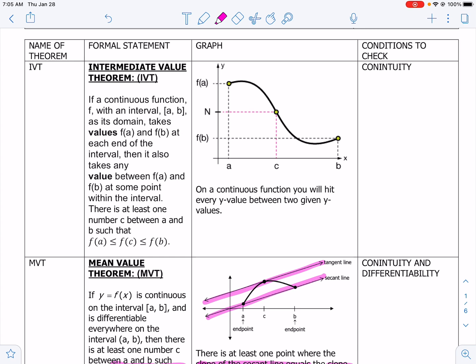This one, guys, is a little bit of a throwback, okay? Intermediate value theorem. If you recall, intermediate value theorem said, if f is a continuous function with an interval from A to B as its domain, and it takes on values of f of A and f of B at each end of the interval, then it also takes on any value between f of A and f of B at some point within that interval. It's saying that there's at least one number c between a and b such that f of c is greater than f of a but less than f of b, or somewhere in between those two at least, okay? So it could be reversed in terms of which one is bigger and which one is smaller, but again, it's somewhere in between those two. And the condition for that was just that the function was continuous. Just had to be continuous, and that was really it.